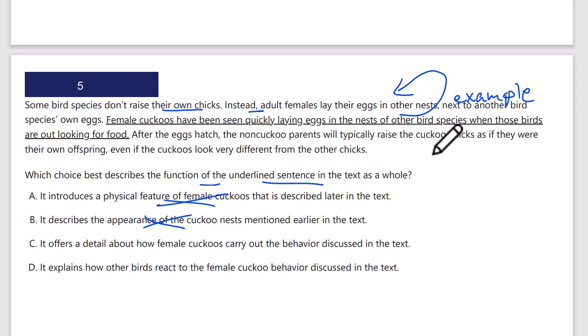Yeah, maybe actually. Let's check D. It explains how other birds react to the female cuckoo behavior discussed in the text. No, it offers detail about how female cuckoos carry out the behavior discussed in the text. I guess that's it, right? C is going to be the right answer. There are some details. They quickly lay the eggs, and they do it when the mamas are out, away from the nest of the real birds. So I guess that's the best answer. It's not describing the appearance of the nest. It's not introducing a physical feature. And it is not explaining how other birds react, there's no discussion of how other birds react to the female cuckoo. C is the answer.